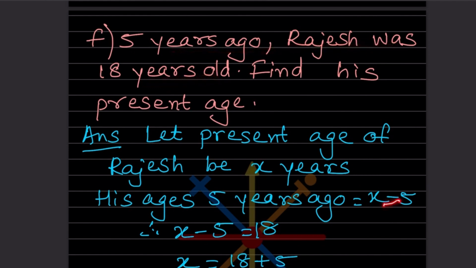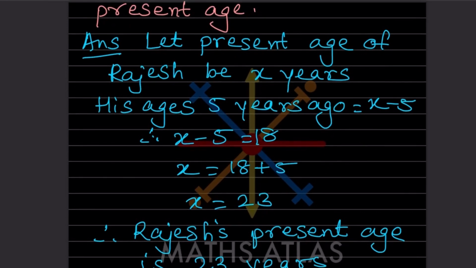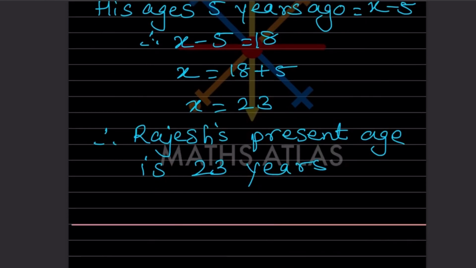So whatever we considered 5 years ago, that is 18. So x is going to be 18 as it is. Minus 5 will go over here, that is going to be plus 5. So x is 23. So Rajesh's present age, which we have considered as x, is 23 years.